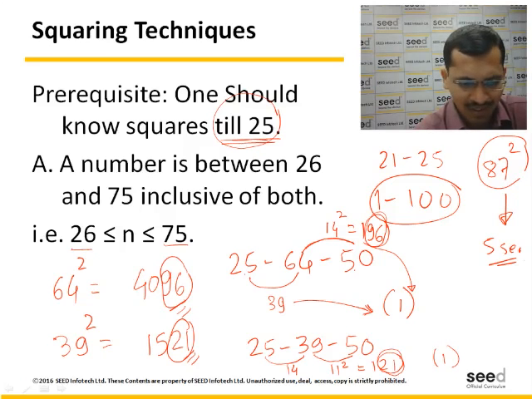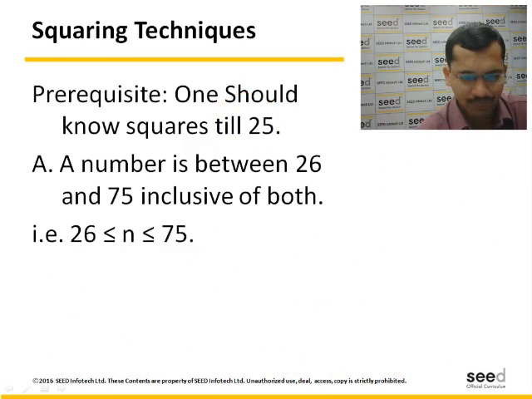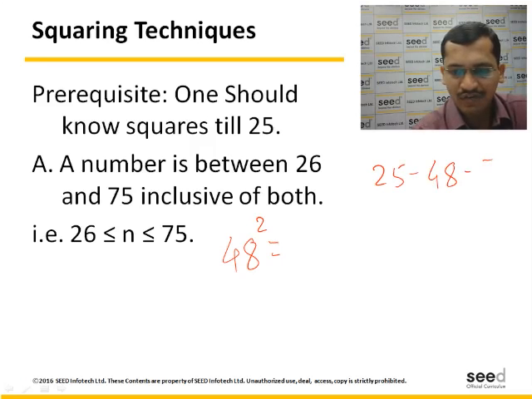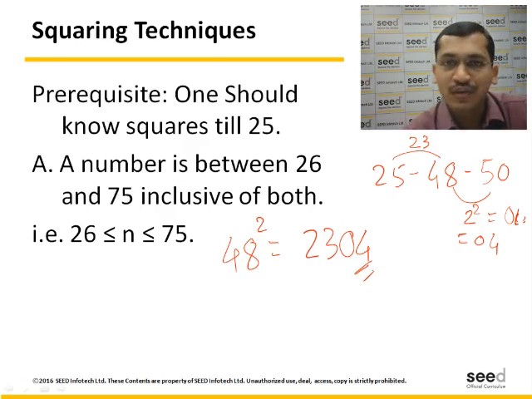Let's practice one more. So I will just erase this. Now let's take a number, let's say 48 square. So how do I write? 25, 48, 50. Correct? Now this difference is 2. 2 square is 4, but I'll write 04. So the last two digits of the square will be 04. Take this difference. This difference is 23. As there is no carry, 2304 is the square of 48.